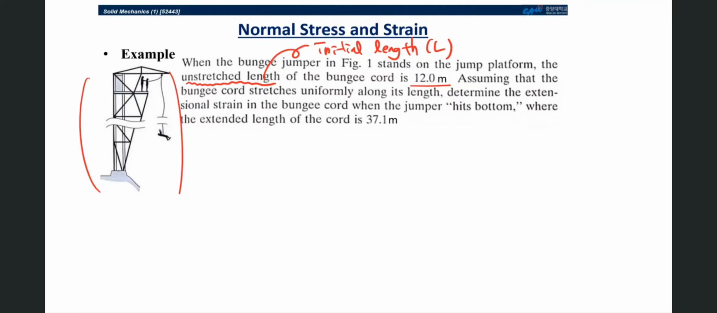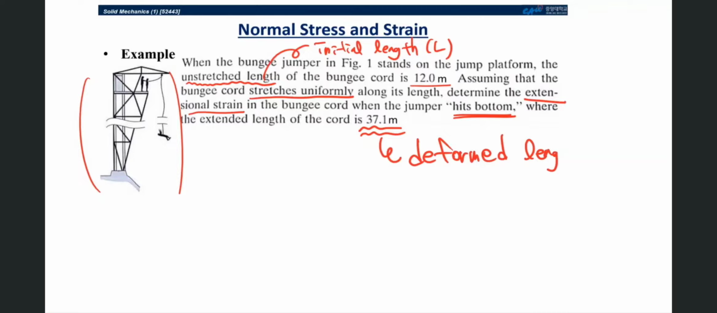Assuming that the bungee cord stretches uniformly along its length, then determine the extensional strain in the bungee cord when the jumper hits the very bottom, where the extended length of the cord is 37.1 meters. So this is what? This is the deformed length. And we can highlight this as L star.